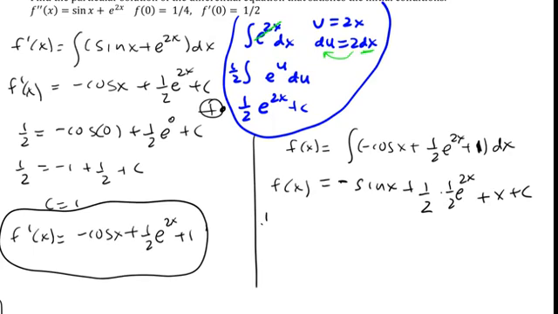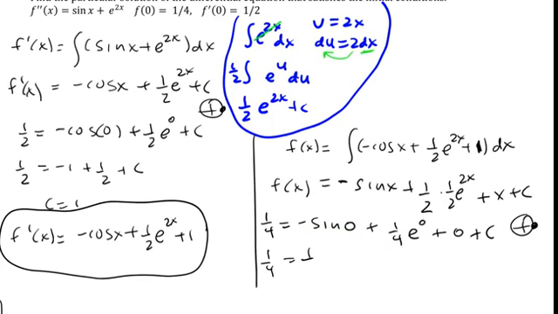So I can replace this with 1/4. f of 0 is found by subbing a 0 in for x. Look at this, 1/2 times 1/2 is 1/4, e to the 0 plus 0 plus c. Okay, we have 1/4. What's sine of 0? That's 0. So I'm going to have 0 plus a 4th. So a 4th plus c is going to be what I have.